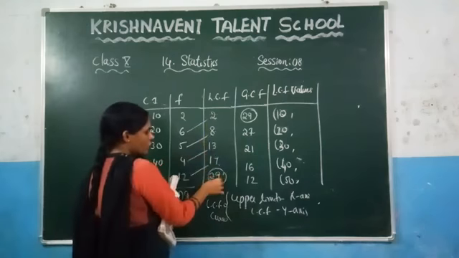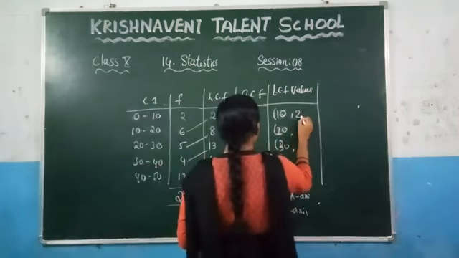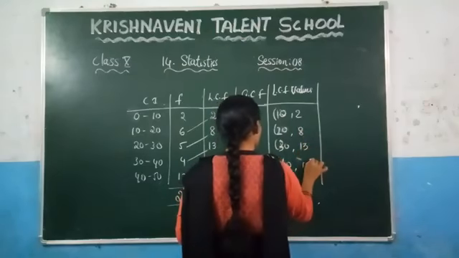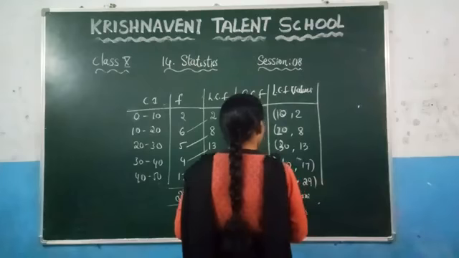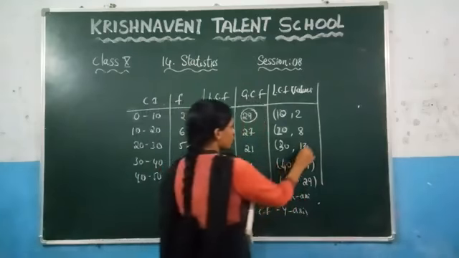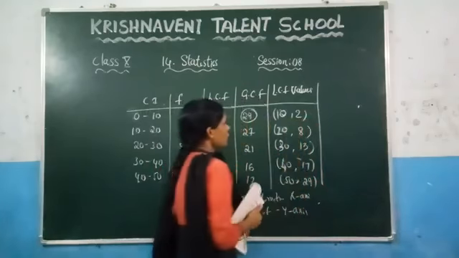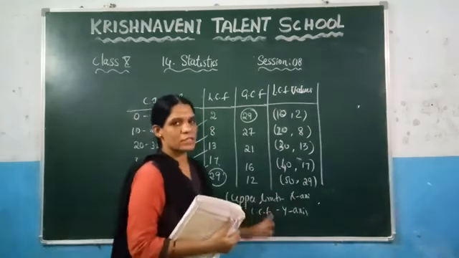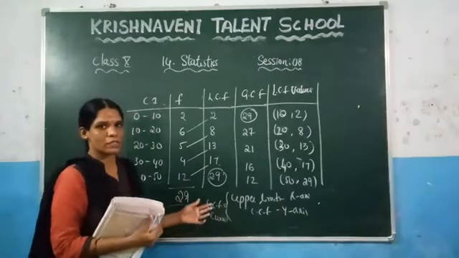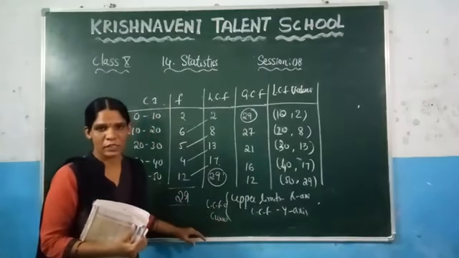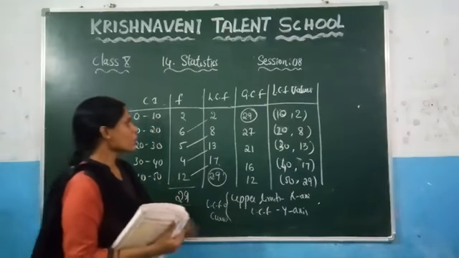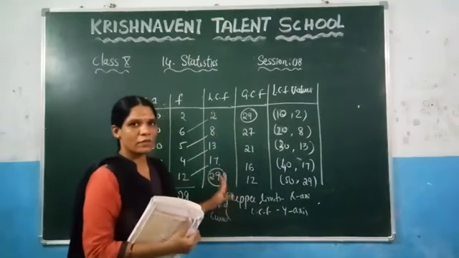What are the less cumulative frequency values? These are, so write it here: 2, 8, 13, 17 and 29. So these are the points you need to represent on a graph so that you will get the less cumulative frequency curve. If you want to represent the less cumulative frequency curve on the graph, you need to take upper limits on the x-axis and less cumulative frequencies on the y-axis.